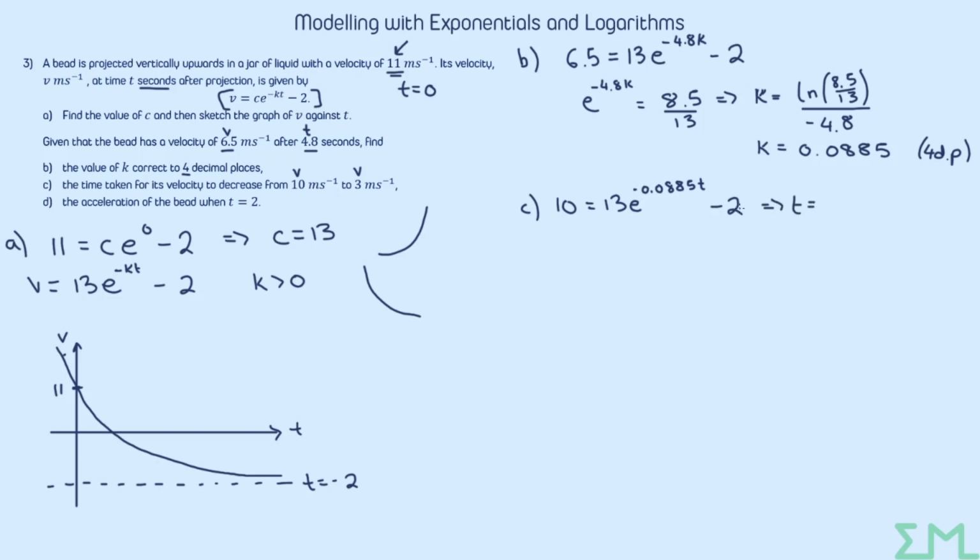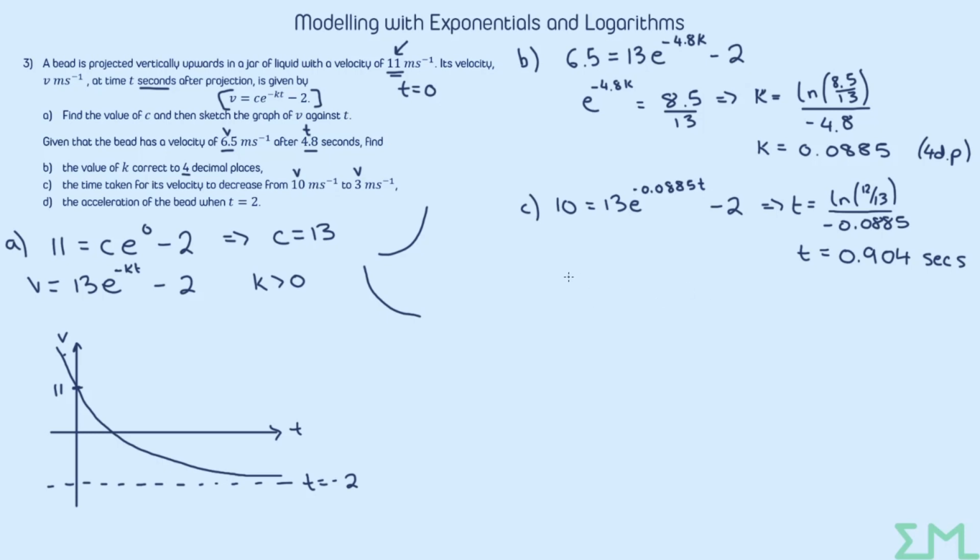Okay, so we're going to have 12 over 13. If we add the 2 and divide by the 13, we're going to be doing ln of 12 over 13, and then we will divide by the negative 0.0885. Okay, let's do that one. So that doesn't take very long at all. 0.904, just do to 3 sig fig for now, seconds to decrease from 10. So if it started at 11, it's not surprising that it barely even takes a second to go down to 10.